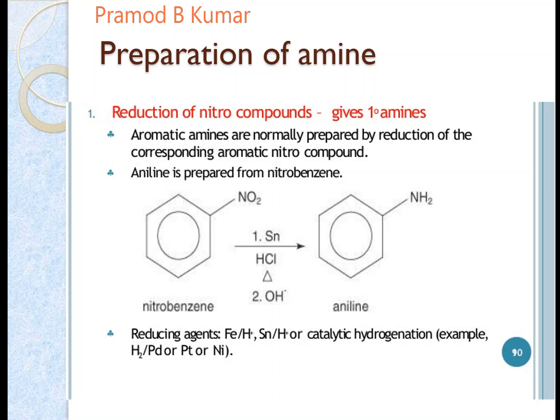Aromatic amines are normally prepared by reduction of aromatic nitro compounds. Basically tin and HCl, iron and HCl, or catalytic hydrogenation with palladium, platinum or nickel can be used for conversion of your nitro to your amino groups.